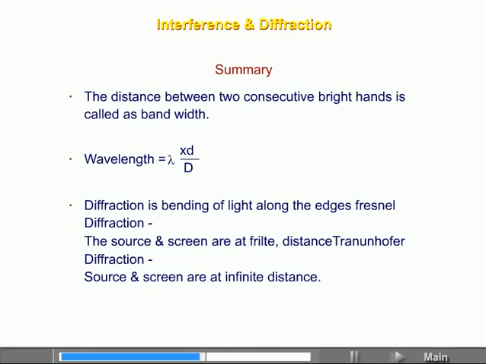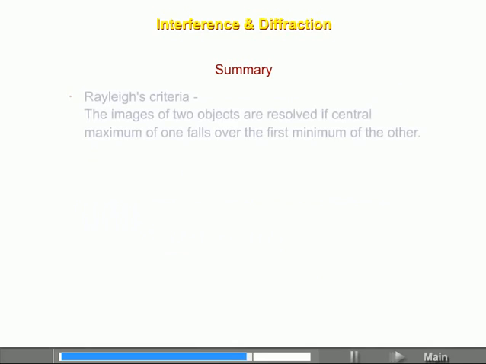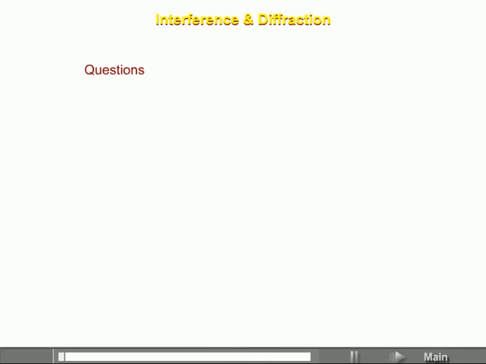Diffraction is bending of light along the edges. Fresnel diffraction. The source and screen are at finite distance. Fraunhofer diffraction. Source and screen are at infinite distance. Questions. Definition.